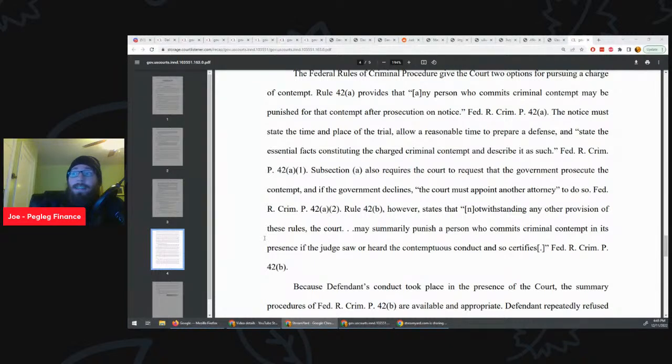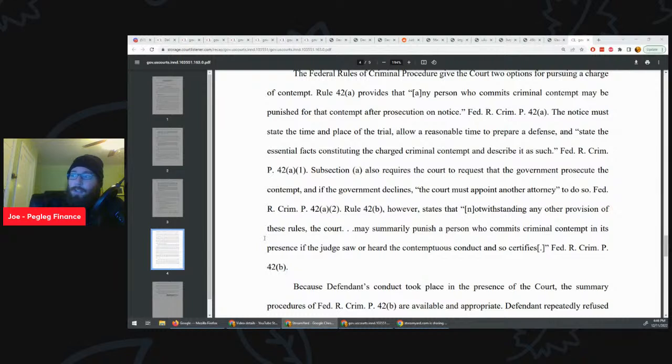The notice must state the time and place of the trial, allow a reasonable time to prepare a defense, and state the essential facts constituting the charged criminal contempt and describe it as such. Federal Rule of Criminal Procedure 42(a)(1). Subsection A also requires the court to request that the government prosecute the contempt. And if the government declines, the court must appoint another attorney to do so. Federal Rule of Criminal Procedure 42(a)(2).